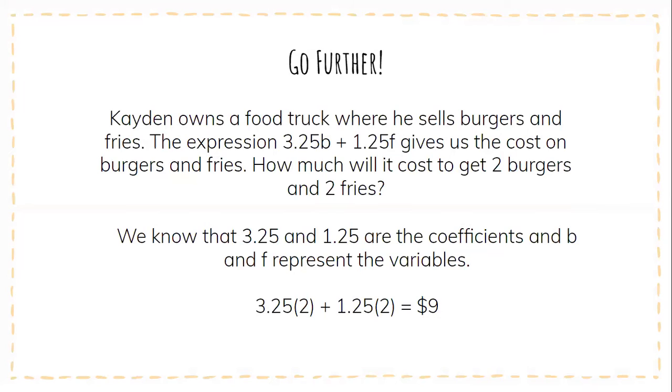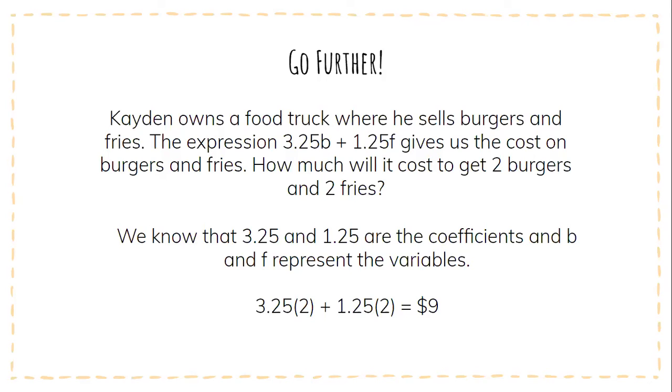So I know that one burger will cost me $3.25, and one tray of fries will cost me $1.25. Our key question that we will be answering is how much will it cost to get 2 burgers and 2 fries? They have given us the expression already, and we know that the 3.25 and the 1.25 are coefficients. So I'm going to plug in my 2 for B and my 2 for F. They want 2 burgers, 2 fries.